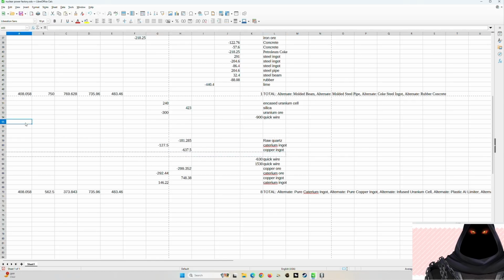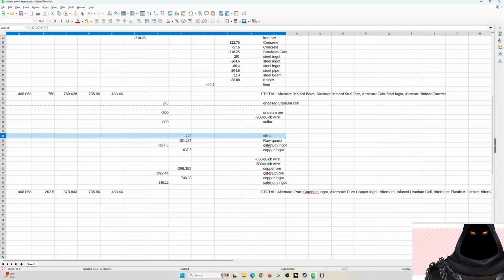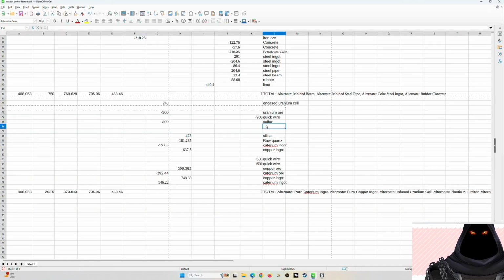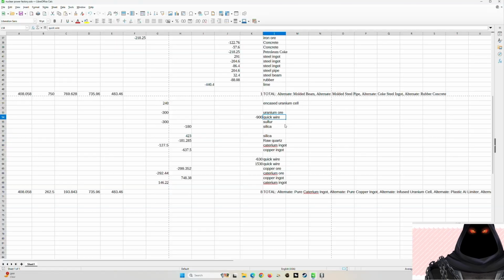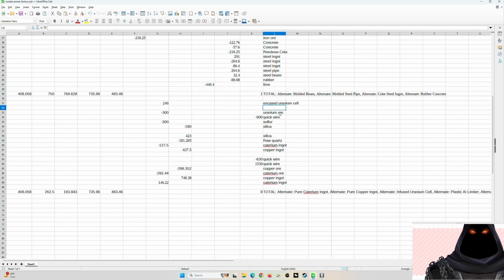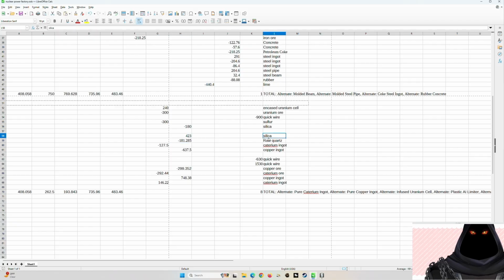Right, we are cooking. Okay, in case uranium cell. Wait, no, this is the wrong. Oh no, I guess that silica wasn't tallied. So we need minus 180 silica. Okay, we need minus 300 sulfur, minus 190 quick wire, minus 100 uranium ore, just 240. That's what I wanted. All right, that's good.